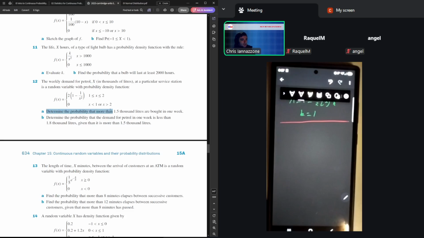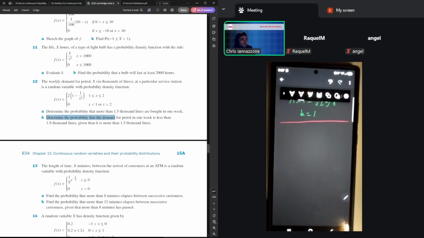Determine the probability that more than 1.5 thousand litres are bought in 1 week. The x-axis is in terms of thousands of litres, so that means your boundaries are going to be from 1.5 to 2 on your definite integral.